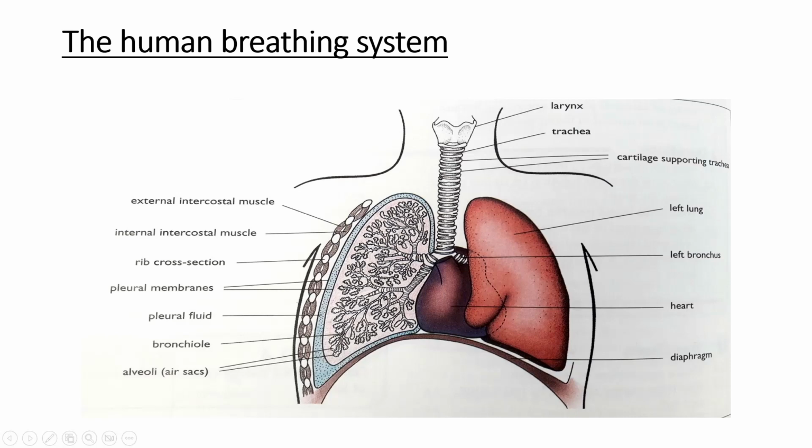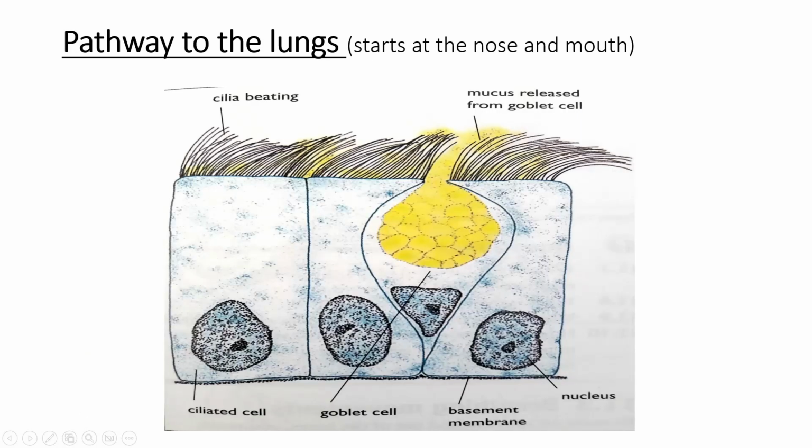You don't have to remember the pleural fluid or the pleural membrane. You remember the rib cross section, and also the external and the internal costal muscles. Okay, so this is what you should know, except for the pleural membrane and the pleural fluid. Okay. Pathway to the lungs.